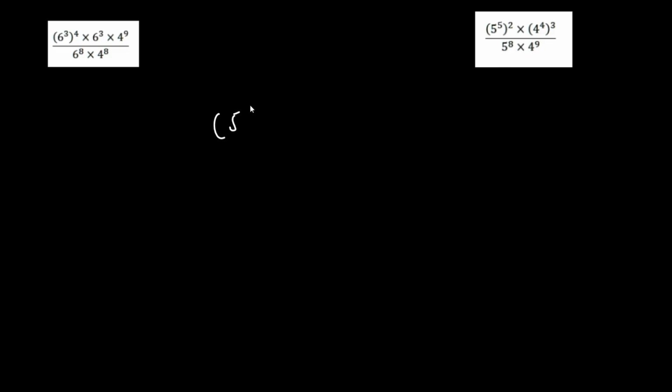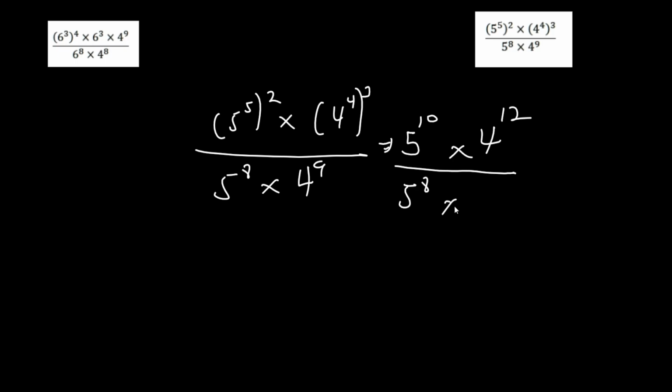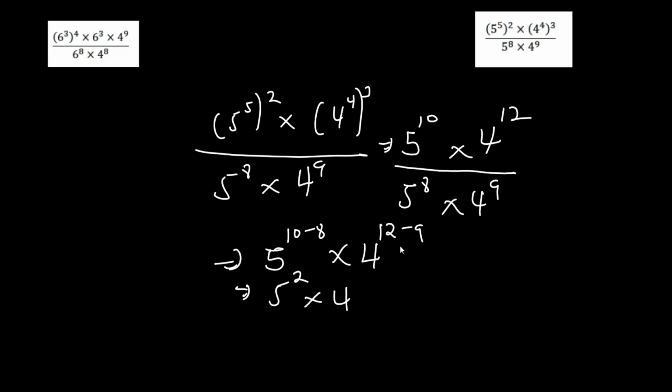Now let's consider this one. Here too we have 5 raised to the power 5 squared times 4 cubed, all over 5 raised to the power 8 times 4 raised to the power 9. Using the power rule, the 2 is going to multiply the 5, so we have 2 times 5, which is 10, and 4 raised to the power 3 times 4, which is 12, all over 5 raised to the power 8 times 4 raised to the power 9. Using the division law or the quotient rule, since the base 5 is the same, I'm going to subtract the 8 from the 10, and I'm going to subtract the 9 from the 12. So 5 raised to the power 2 times 4 raised to the power 3. Basically, this is it.